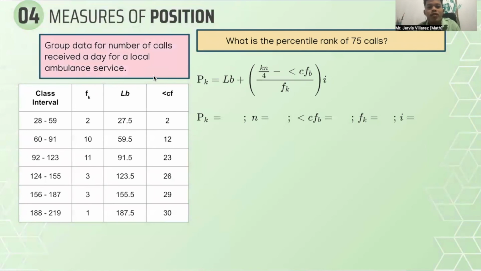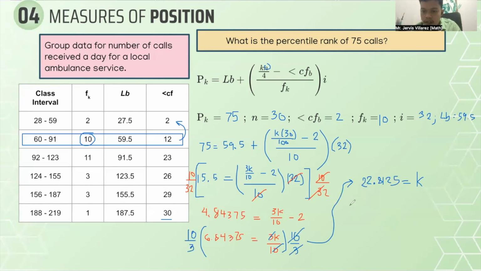The last question, I want you to pause this video and solve this by yourself. So therefore, P of 22.8125 is equal to 75. So therefore, 22.8125, or you can just say 22.81, is equal to 75.